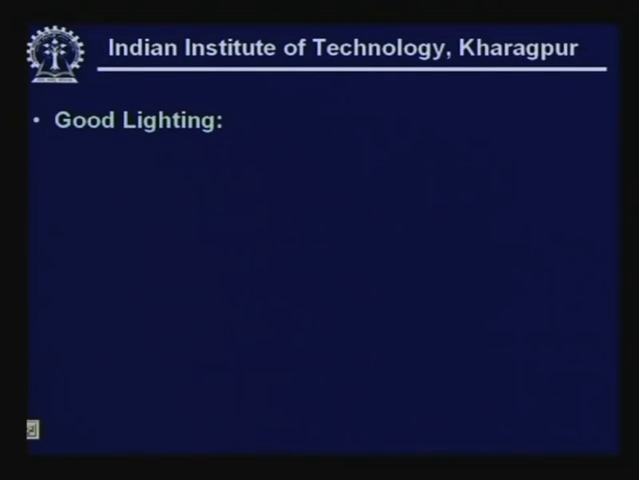What constitutes a good lighting? That is a very important issue. Having said that there are so many factors which decide the kind of a lighting which we will have for the interiors, let us see what constitutes a good lighting. Good lighting should have intensity which will make us see clearly and distinctly.